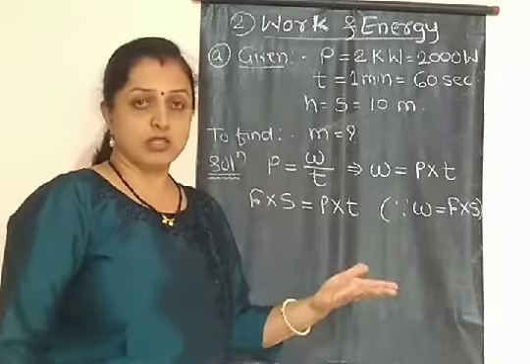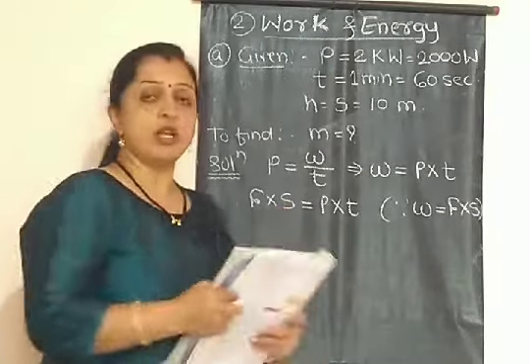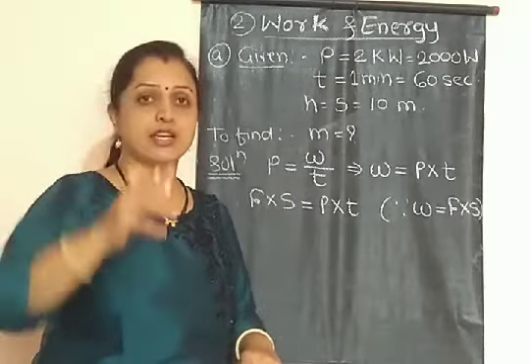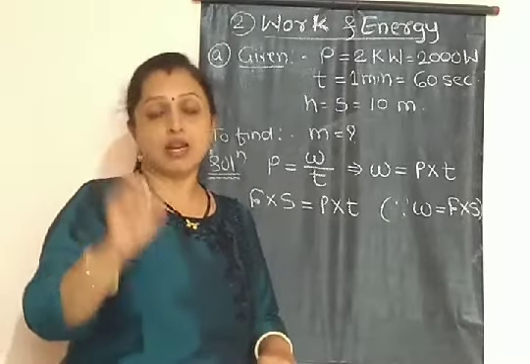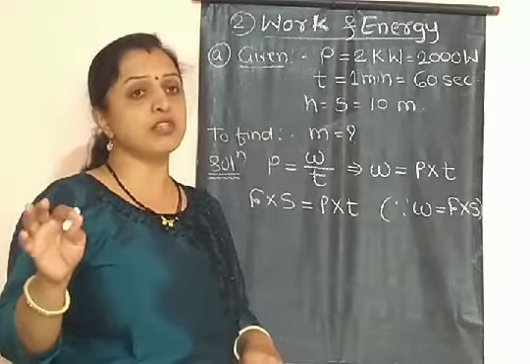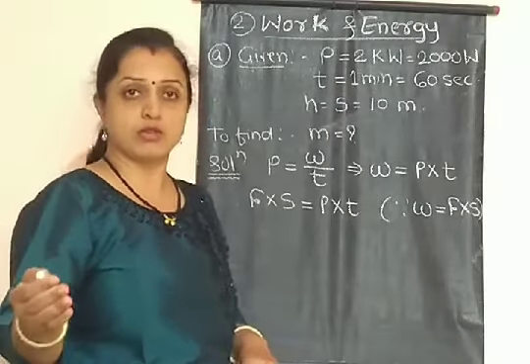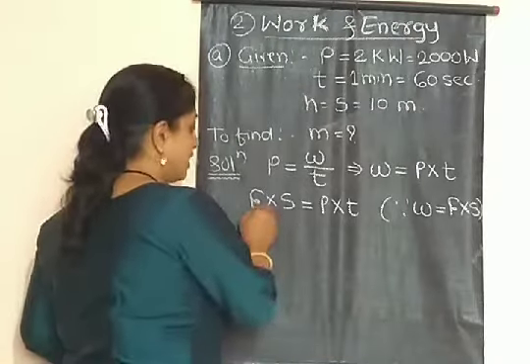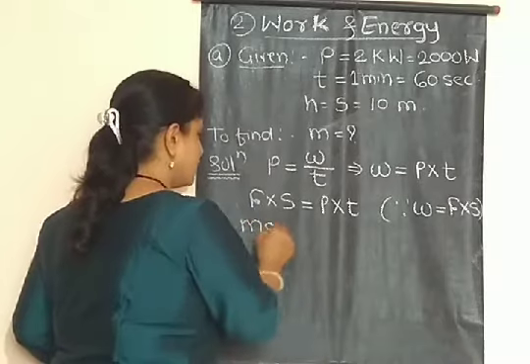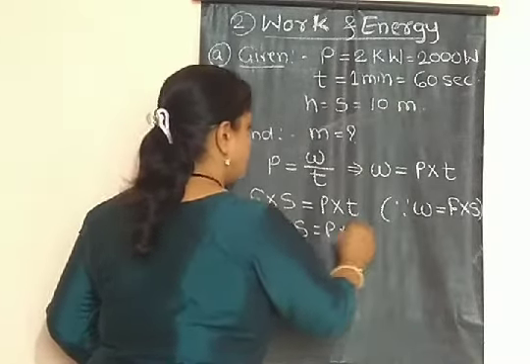Okay, so after that, now first we have to find out the amount of force acting on that water. So how to find out that force? Since the water is being lifted, it is moving in the vertical direction, so the gravitational force should be acting on that water. And how to find out the gravitational force? That is nothing but the weight of the water, right? So we can write here F is equal to mg. So you can write here mg multiplied by s is equal to P into t.